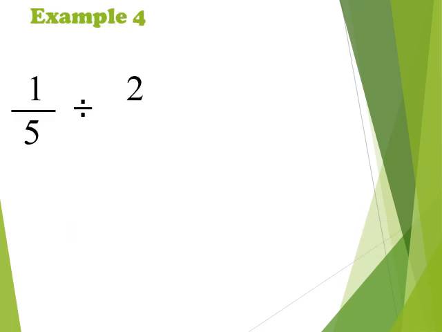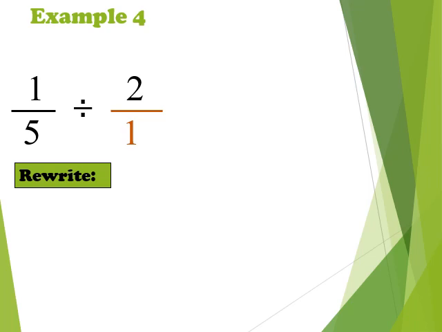Example number 4. I have 1 out of 5 dividing by 2. So I have a fraction dividing by a whole number. I can consider this whole number has a denominator equal to 1. So I have 1 out of 5 dividing by 2 out of 1. Now follow the steps to find the answer.